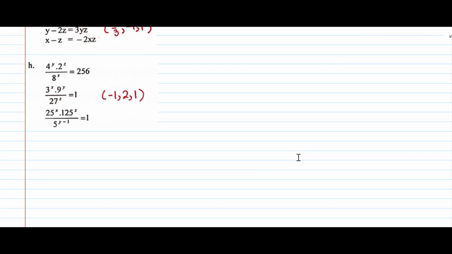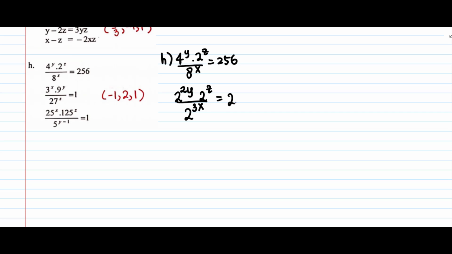Okay, next is h. There are exponential expressions, so we have to simplify them first. h: 4 to the power of y times 2 to the power of z over 8 to the power of x equals 256. Okay, let's change them into 2 to the power of. For the 4, 4 is 2 to the power of 2, but there is power y also, so we write 2 to the power of 2y. For this z, the same. For the x, 2 to the power of 3x, equals 2 to the power of 8.